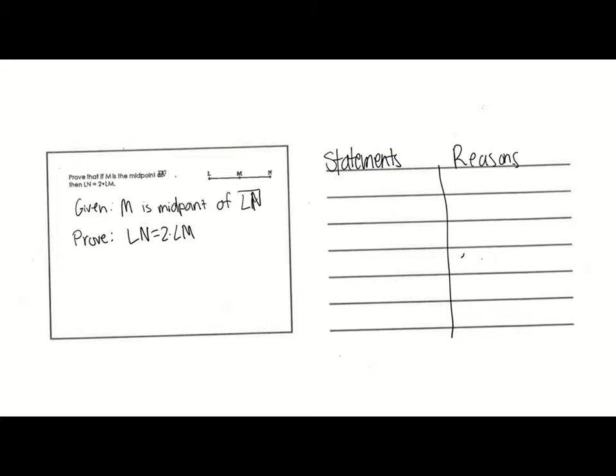Our first statement is always our given information. So we have M is midpoint of LN. The reason we can write that is it is given. Our next thing that we are going to write is that if this is the midpoint M, we know that these two segments, LM and MN, are congruent because that is our definition of midpoint.